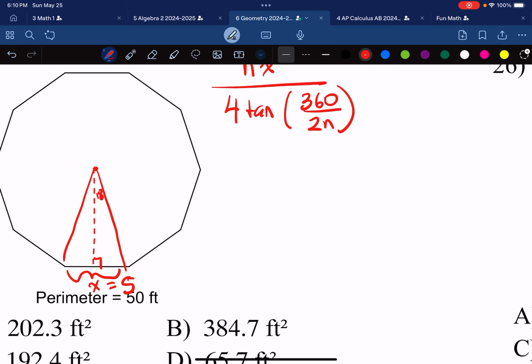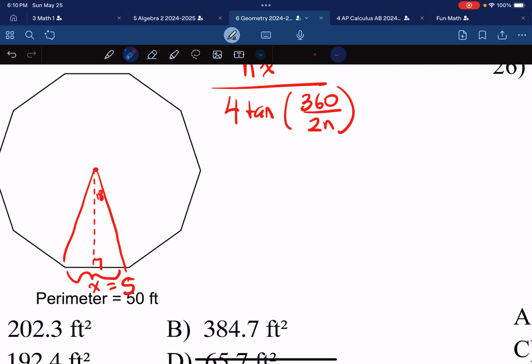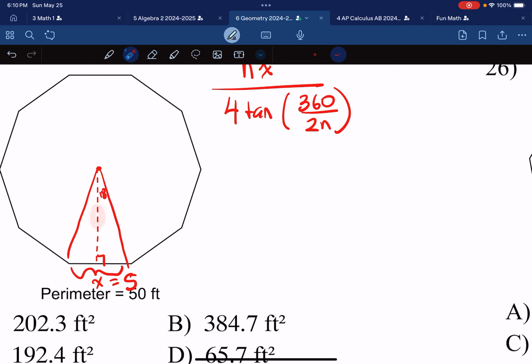If I have 18 there, you can use your properties of trig angles. If I know this length right here is 2.5, because it's half of 5, then you can find what this length is right here using tangent. So 360 divided by 2n gives you that 18 degrees, and then you do tangent of that angle to figure out what this length is.